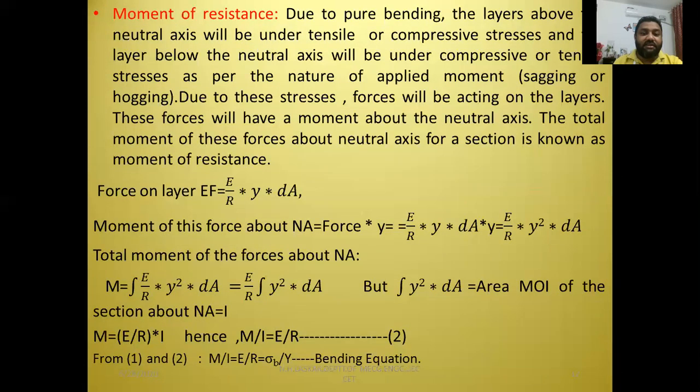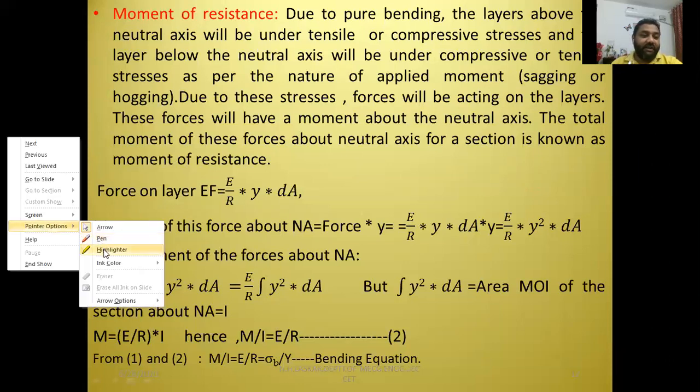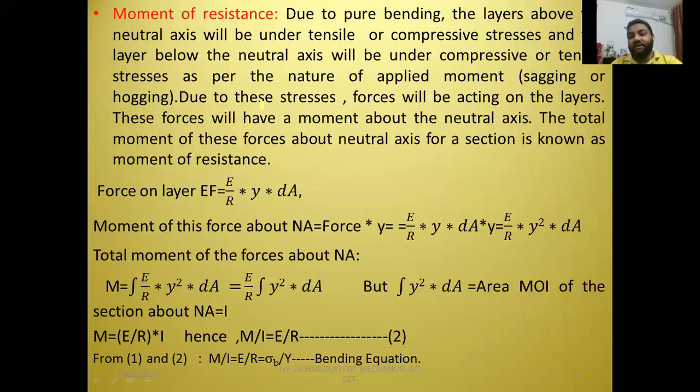Now we will find out the moment of resistance. And what is moment of resistance? See, due to pure bending, the layers above the neutral axis and below the neutral axis will be under tension and compression or vice versa, and that depends on the applied moment, whether the moment applied is hogging or sagging. Now, due to these stresses, what will happen? Forces will act on the layers, and these forces will have a moment about the neutral axis. The total moment of these forces about the neutral axis for a section is known as the moment of resistance. So how will you find the moment of resistance?